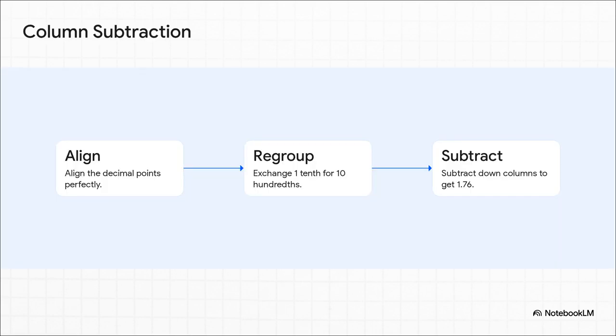Right, let's move along to column subtraction. Say we want to calculate 5.21 minus 3.45. Step 1 is absolutely crucial: perfectly aligning those decimal points. Now you can't subtract 5/100ths from 1/100th, can you? So we have to regroup. You simply exchange 1/10th from the tenths column to give yourself 10/100ths. Working carefully down the columns, we brilliantly arrive at 1.76.